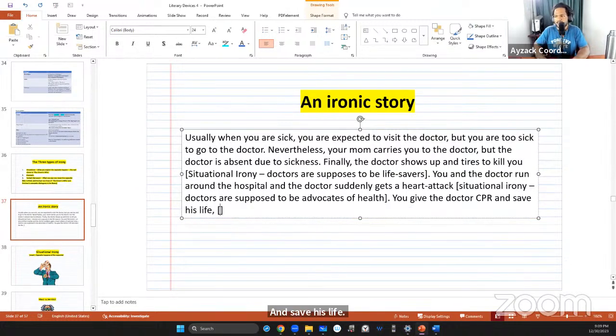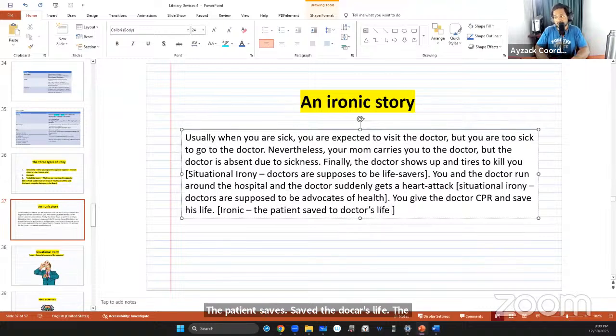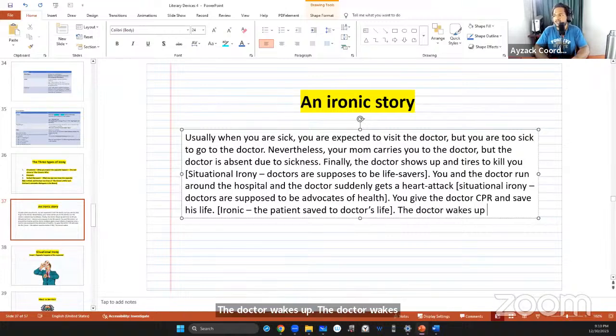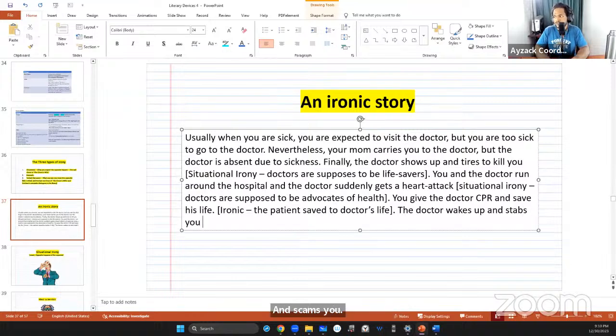Ironic, the patient saved the doctor's life. Isn't that ironic? The doctor wakes up and stabs you in the heart. That's the end of the story. Tragic story, isn't it? Isn't that ironic?